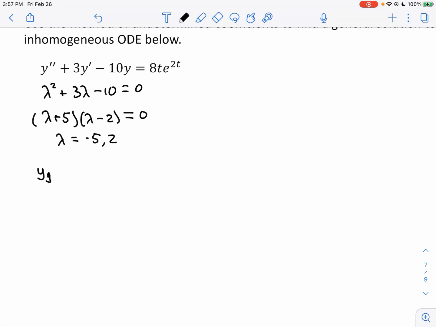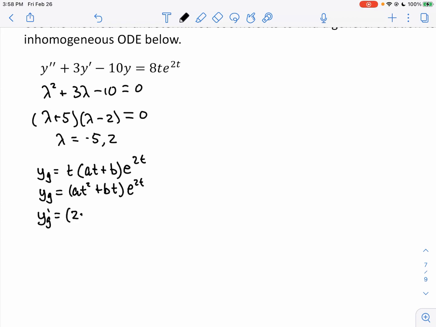So our y sub p will be an extra t in front times a polynomial of first degree that's arbitrary, so at plus b, times the e to the 2t. I'm going to distribute the t through. So it's at squared plus bt times e to the 2t. Now we've got to do some derivatives, and this is where it has the potential to get quite complex, because we have to do a first derivative and a second derivative, so I can do some substitutions, and we're going to have to do a bunch of product rules.